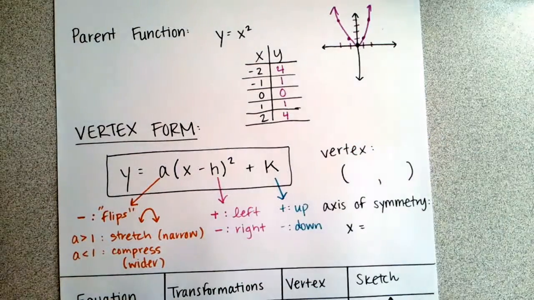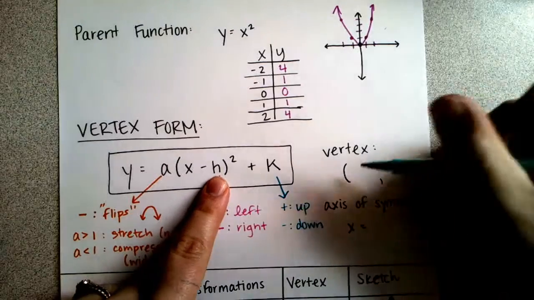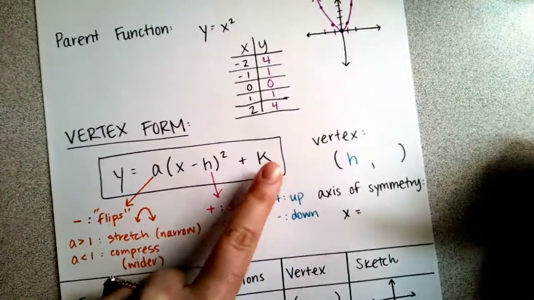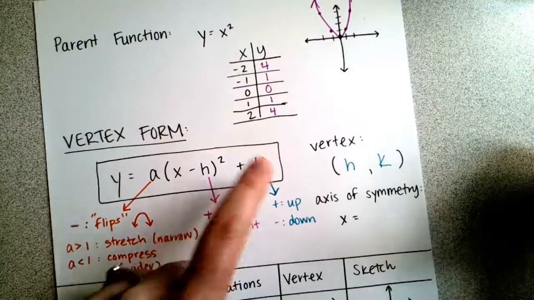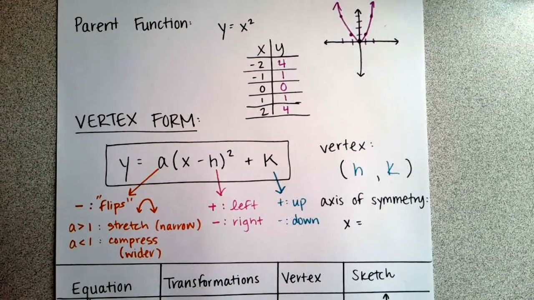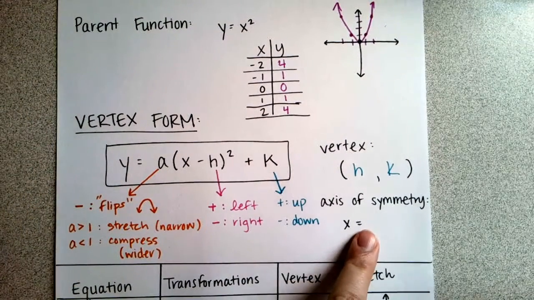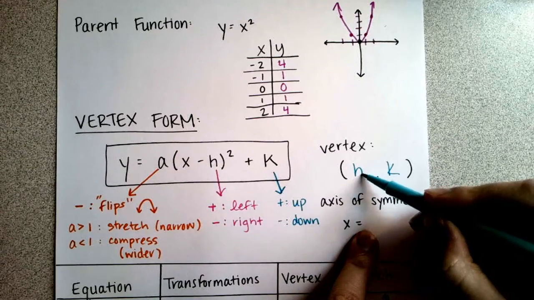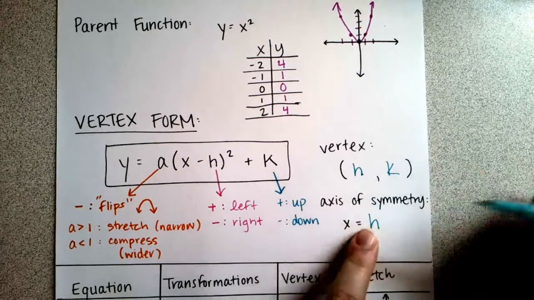So vertex form is really, really handy because instead of having a formula to find our vertex, now we can just look right at the equation to find our vertex. The h value is the x-coordinate of the vertex, and the k value is the y value. So you just pull those numbers right from your equation and you have your vertex. To find the axis of symmetry, we know that that's always just the x value of the vertex, so it's just x equals h.